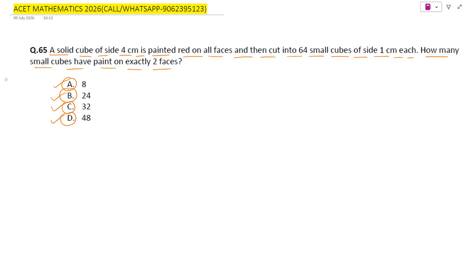Okay, so let us first understand what is happening over here. We have one large cube, its side is 4 centimeter, and since each small cube has side 1 centimeter, each edge is divided into 4 equal parts. And therefore, the number of small cubes is what? 4 times 4 times 4, so this is 64 cubes. This matches the question. So far, everything is clear.